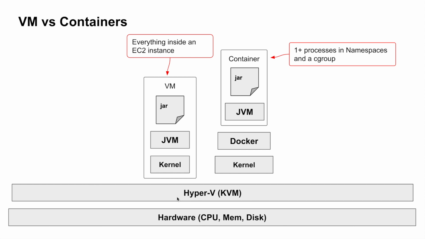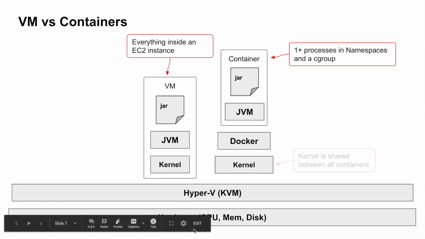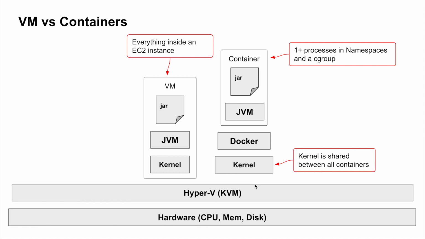This container is usually managed by Docker, and Docker is installed on some operating system. Something I want to point out in this diagram that's very important is the kernel. Containers can share kernels, but virtual machines have a dedicated kernel. This characteristic is key when we think about the differences of running a JVM app inside a virtual machine versus a container.